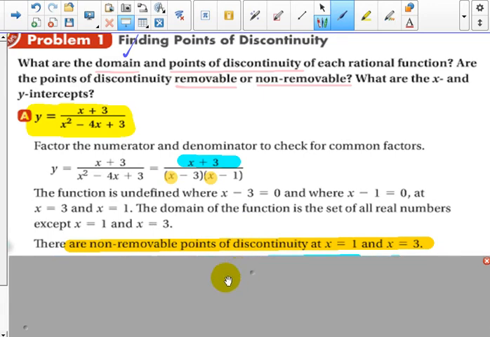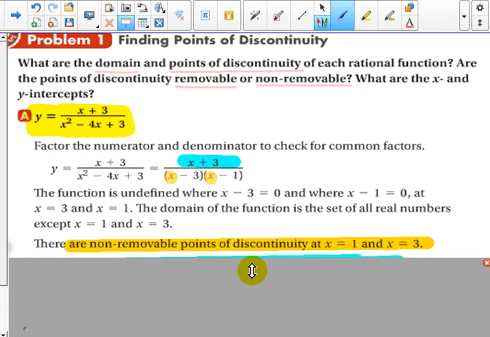Now, I already stated, these cannot be canceled out. Nothing can be canceled out because you've got an x plus 3 up here and an x minus 3. Those aren't the same. You might think at first glance you could factor those or cancel them out, but they don't because the signs are different. So you say these are non-removable points of discontinuity.